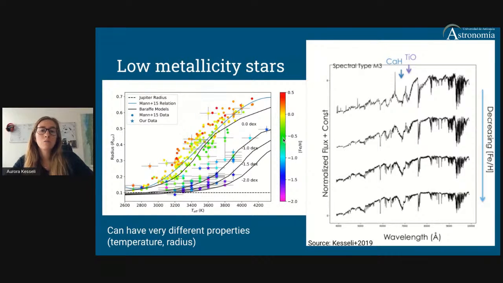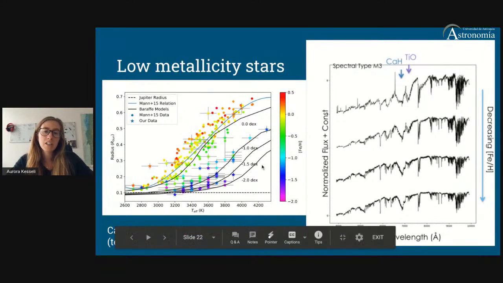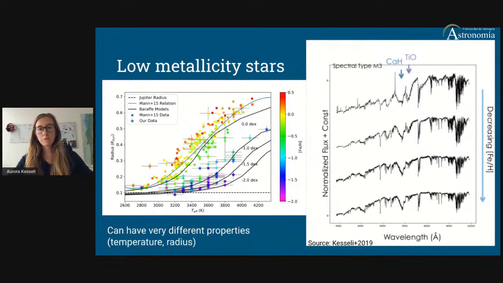It's not until you really look, and almost everything in the solar neighborhood, everything close to the sun, has metallicities very close to 0. It's not until you look at these halo populations that you really need to start taking this into account. But when you do, it's really important that you do take this into account.